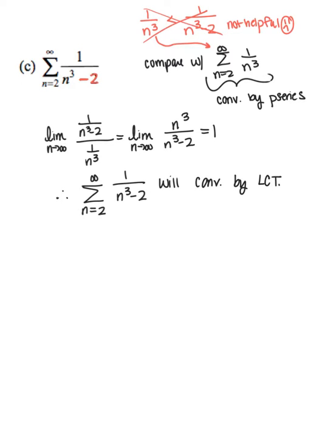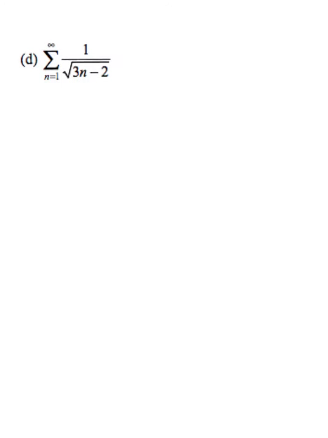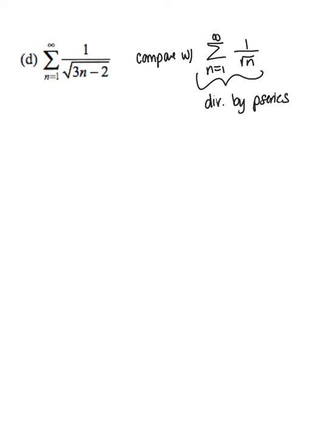All right, one more to go. So here I have the sum from n equals 1 to infinity of 1 over the square root of 3n minus 2. So I'm going to choose to compare with the sum from n equals 1 to infinity of 1 over the square root of n. And I know that this will diverge by p series, because my p is a half. So now all I've got to do is prove that my limit as n approaches infinity of 1 over the square root of 3n minus 2 over 1 over the square root of n is finite and positive. And then I'll be done.